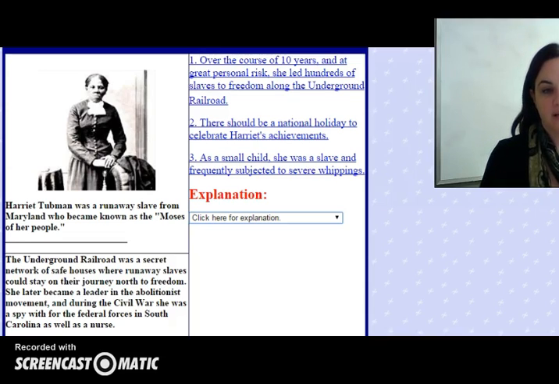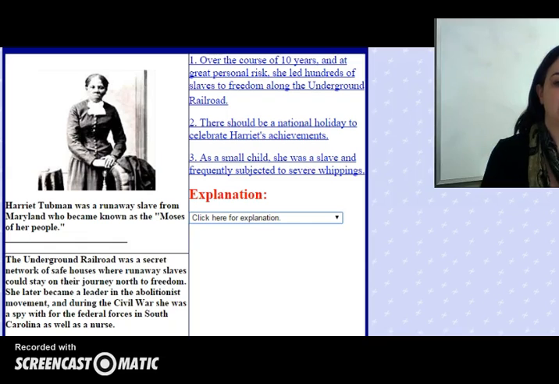Here's another paragraph where we need to pick out a sentence that fits in the middle. Our paragraph says, Harriet Tubman was a runaway slave from Maryland who became known as the Moses of her people. And then we have our gap that we're trying to fill in. The Underground Railroad was a secret network of safe houses where runaway slaves could stay on their journey north to freedom. She later became a leader in the abolitionist movement, and during the Civil War she was a spy for the federal forces in South Carolina as well as a nurse.